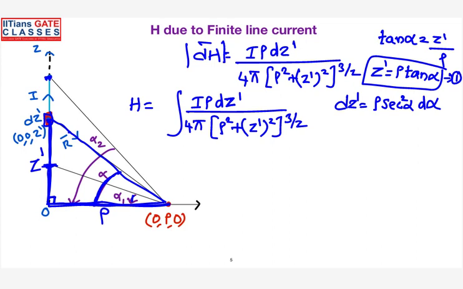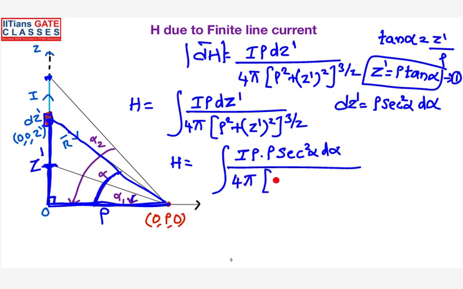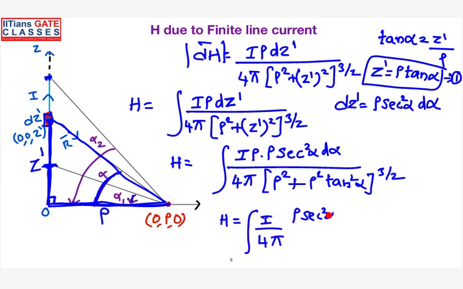Now you can substitute the same thing. H is equal to I rho, dz prime will be rho secant square alpha d alpha, by 4 pi, rho square plus z prime whole square, which is nothing but rho square tan square alpha, whole power 3 by 2. So I divided by 4 pi, rho secant square alpha d alpha divided by, rho square you can take common, so it will finally become rho cube, and 1 plus tan square alpha is secant square alpha, power 3 by 2. You are going to get secant cube alpha.